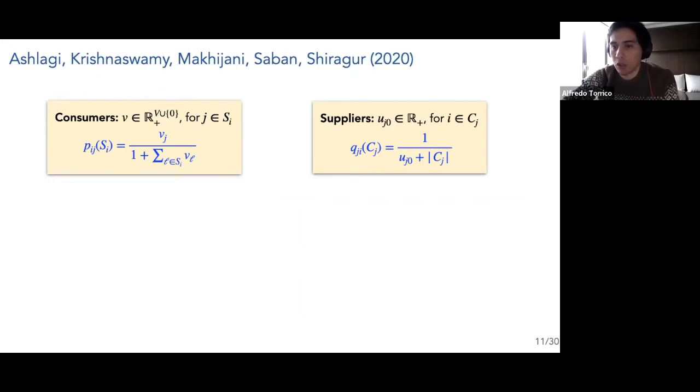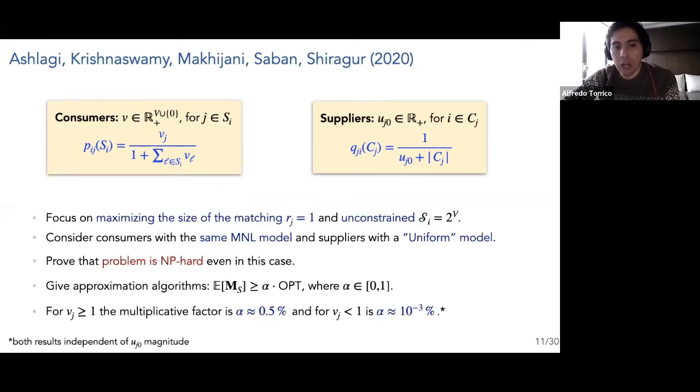For the suppliers, it's also a kind of multinomial logit, but it's a uniform model in which the scores that suppliers have over consumers are all the same, except for the outside score that is denoted by Uj0. Achlagi and others focus only on maximizing the expected size of the matching, and only in the unconstrained case, meaning that there are no constraints on the menu of options, which might not be ideal for certain applications. As I said, they consider the same multinomial logit. Observe that the scores do not depend on the consumers, and the suppliers follow this uniform model. They prove that in this case, this problem is NP-hard to solve.